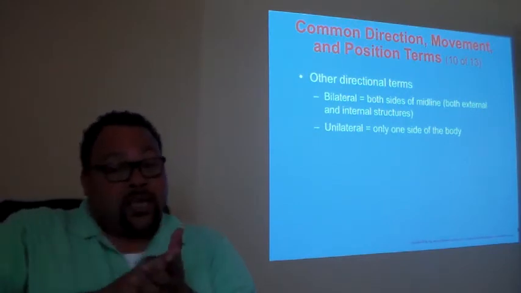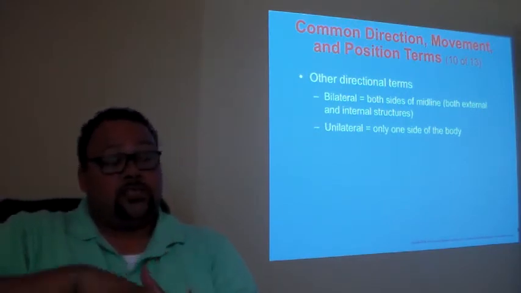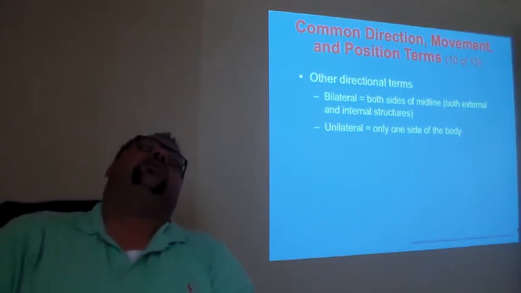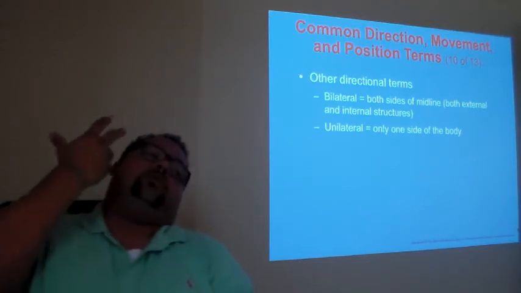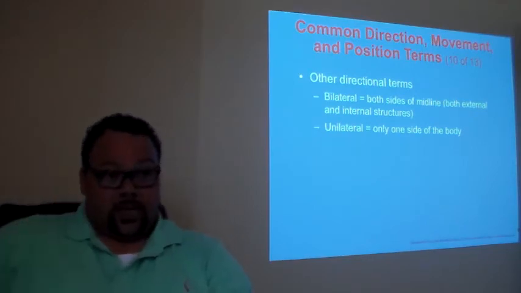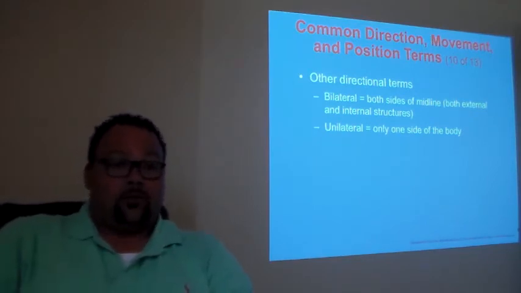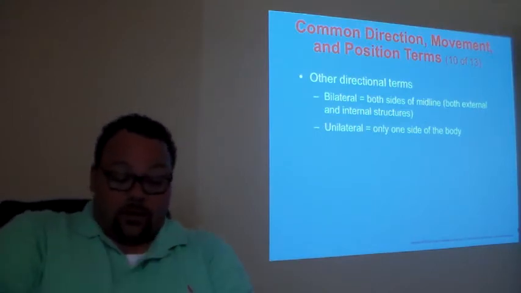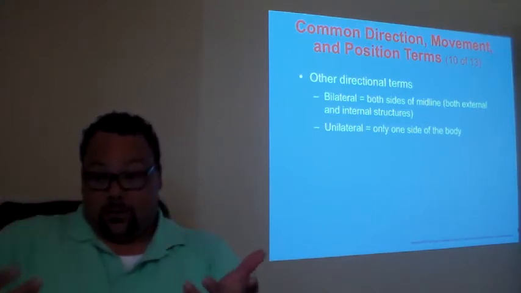Bilateral means something's on both sides. Unilateral means it's on one side of the body. So if I say, oh, I've got unilateral weakness in my right arm, that means that the right arm only is the weak side. Or if I say I have bilateral pulses in the extremities, that means that the pulses on both sides are exactly the same. They're both good. Okay.